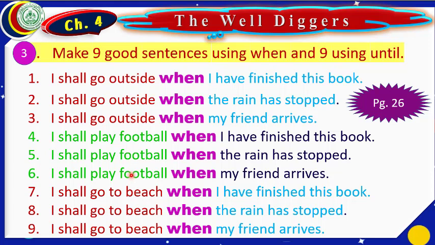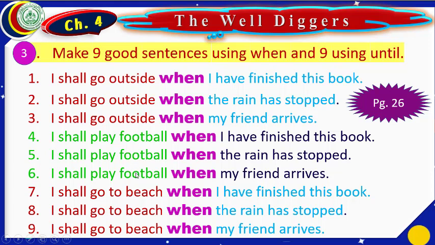Now to write 9 more by using until, what shall we do? If you look here at these 9 sentences and replace this when by until in all these sentences, will they not be 9 by using until? Yes, you are right. You replace when by until. For example, in these 3, don't write when, write until. Next 3, don't write when, write until. Last 3, don't write when, write until. Instead of when, you will write until and you will get 9 more sentences by using until.